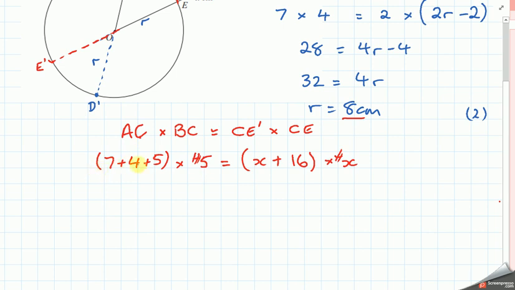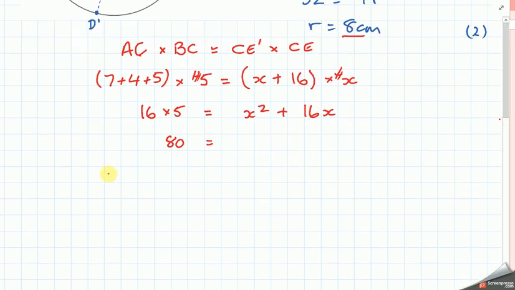So we go through the numbers and we add this up. We've got 5 times 9, 16 times 5, which is 80. x squared plus 16x, and now we've got a quadratic to solve. So x squared plus 16x minus 80 must equal 0. Can we find some factors for it? I don't think it does factorise. I can't think of any factors quickly, so use the formula.